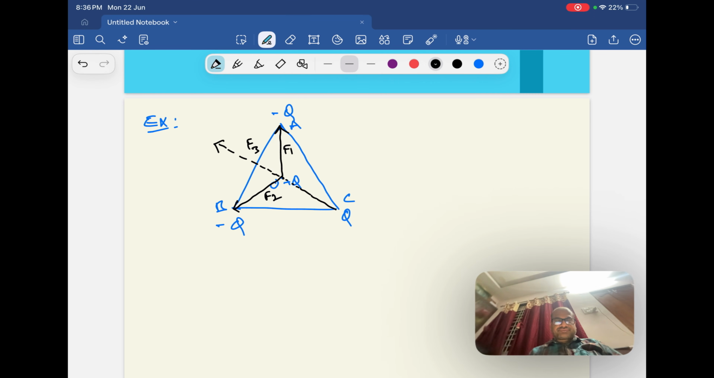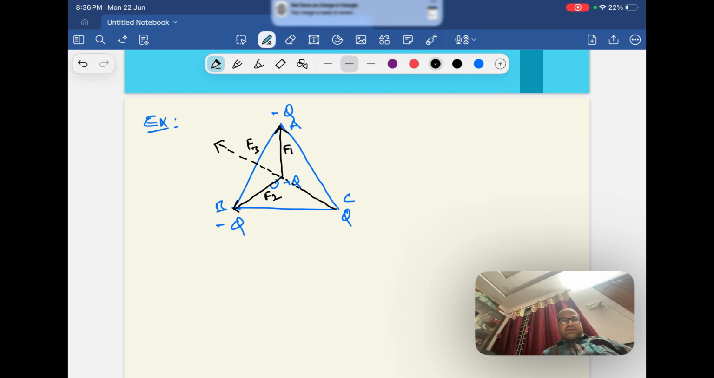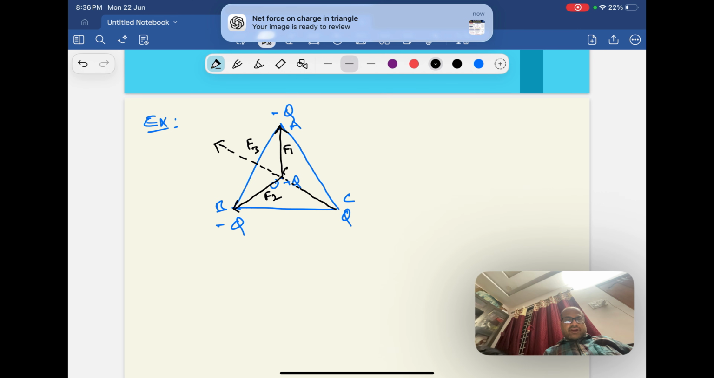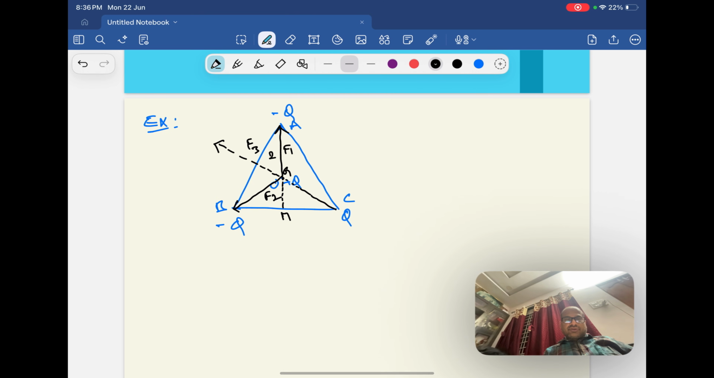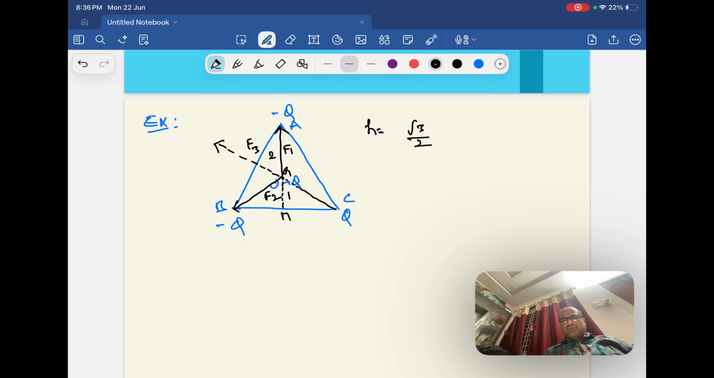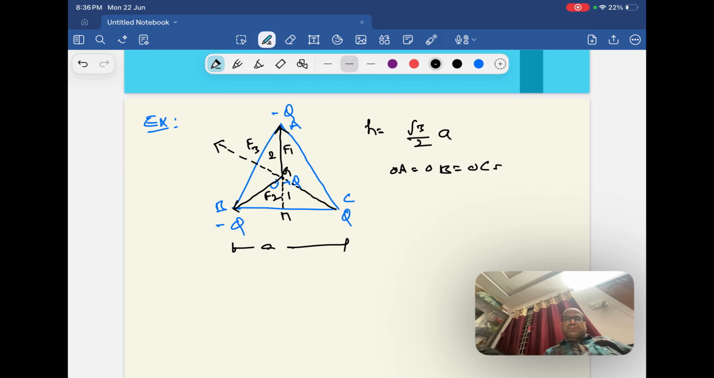So you have to find the net force. You're following? Now see here, the centroid will divide the median from the vertex in a 2:1 ratio. The total height of an equilateral triangle we know is √3/2 of the side length, say AB is the side length. Then the distances OA, OB, OC will all be equal. How much? 2:1 ratio, right? That will be 2/3 of √3/2 A.